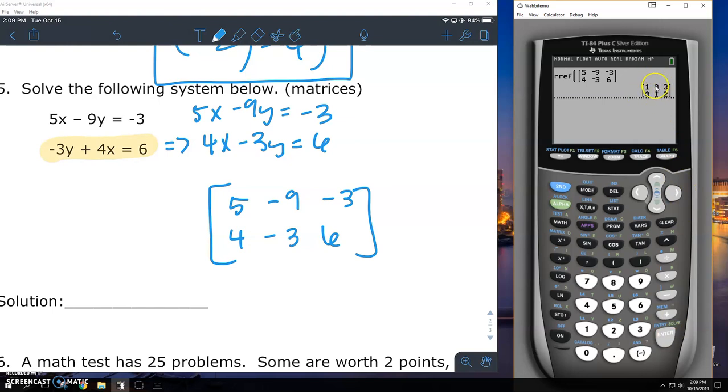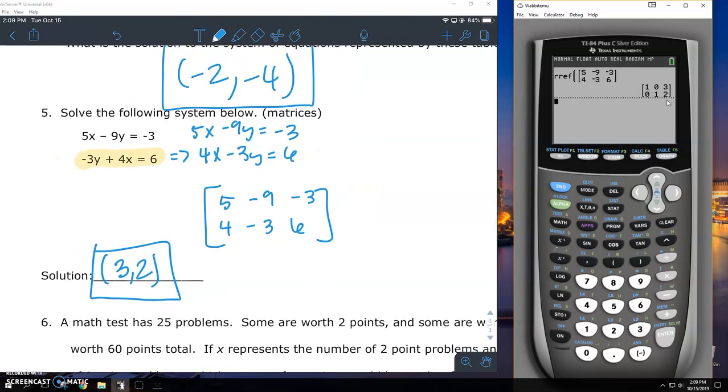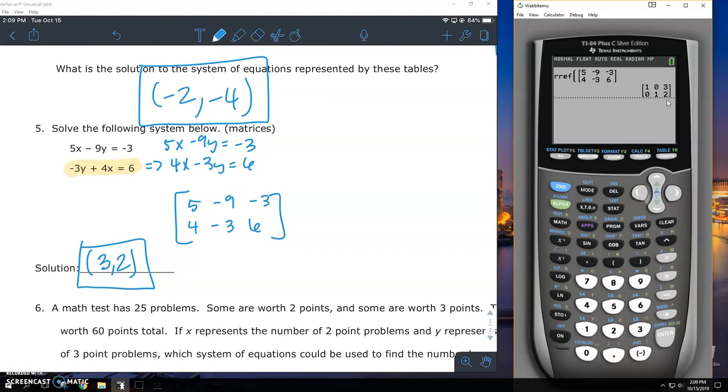Okay, once that's all input and you know that it matches up, I'm pressing enter. And 1, 0, and 0, 1 tell me that I did it correctly. And I get 3 and 2. Remember, they're in order of x and y. So my solution is 3, 2. So that is the solution that satisfies both equations.